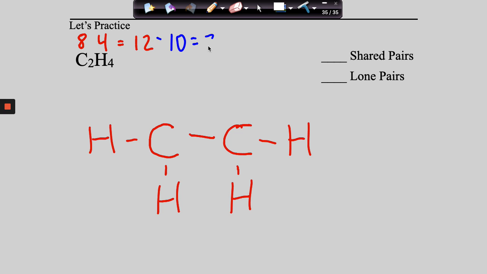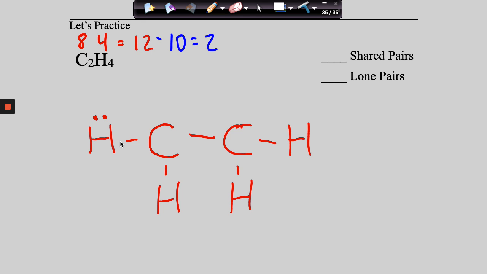That leaves us with 2. Okay, so now we've got to figure out where to put these 2 electrons. Well, guys, you can't do this. You can't put them on hydrogen because hydrogen can only form 1 bond. It only has an s orbital, so hydrogen's done. When hydrogen forms 1 bond, it is full.